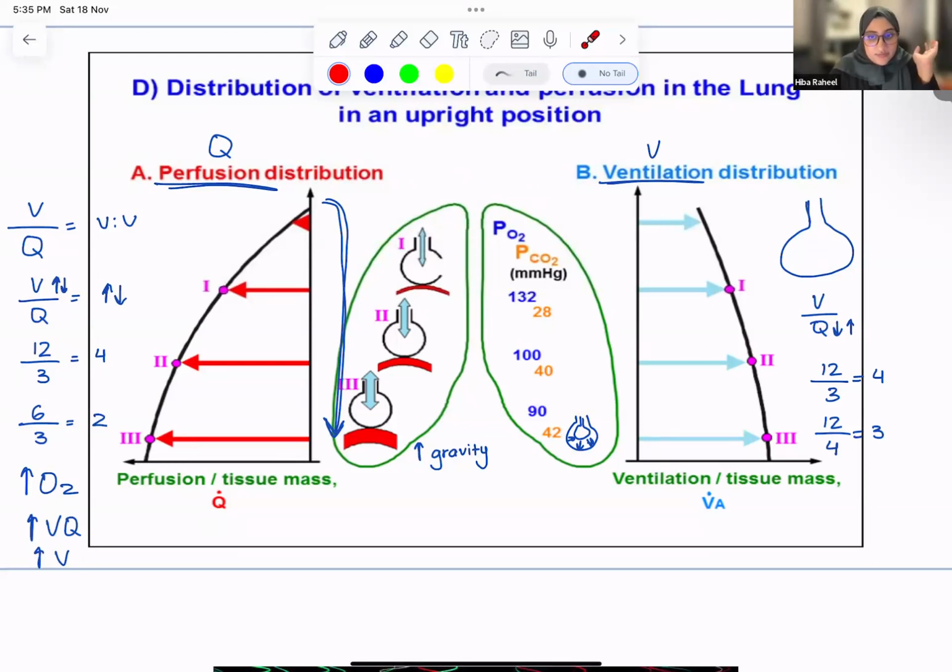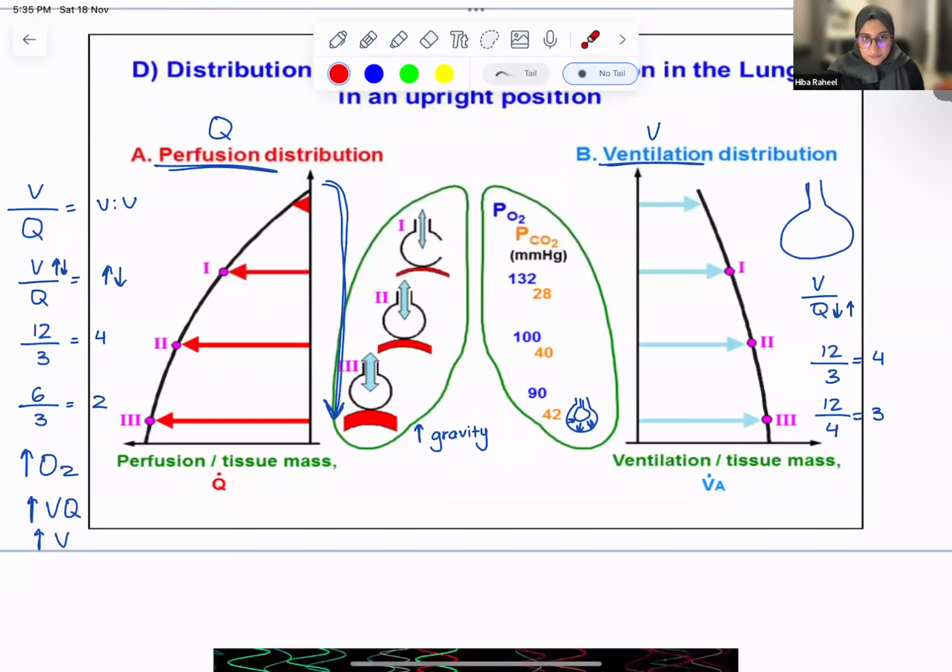Is that clear? Exactly, directly proportional, whoever said that. Is this clear? Do you want me to explain the VQ ratio again, or do you all understand? Can we move on? Okay, there's a question: isn't VQ higher at the apex from the arrows on the diagram? No. What arrows do you mean?